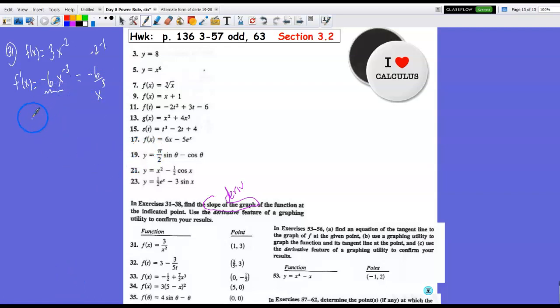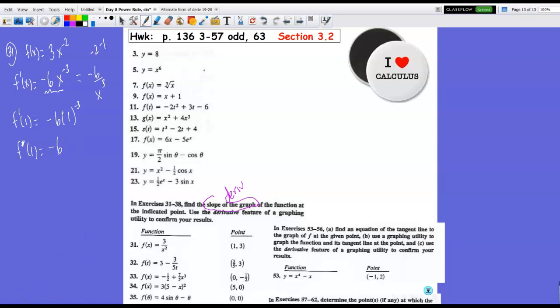Now they do ask me to find the slope at the point (1, 3), so I only need the x value to do that. So I would have f prime of 1 is negative 6 times 1 to the negative third power. And you can see if we're calculating this actual derivative, it might be easier to put it in this format over here. But 1 raised to any power is 1, and 1 times negative 6 is negative 6. So f prime of 1 is equal to negative 6.